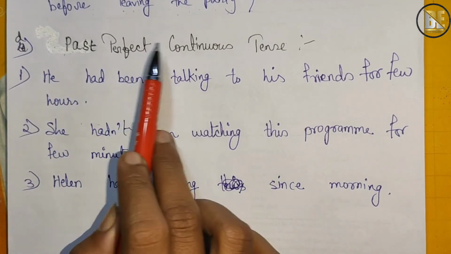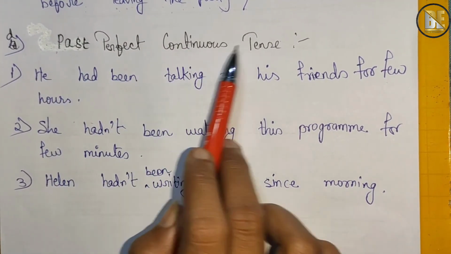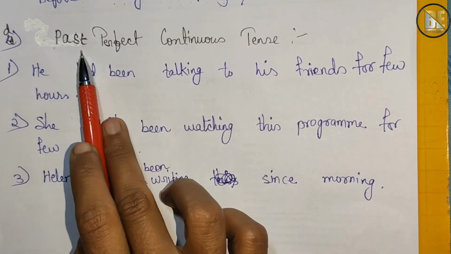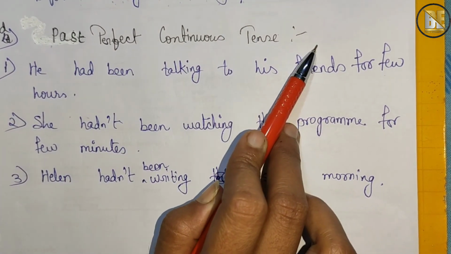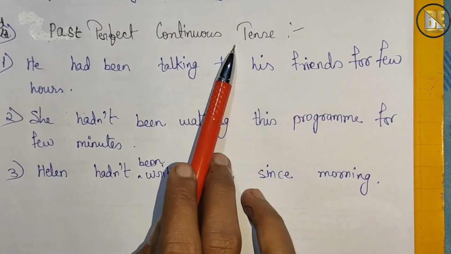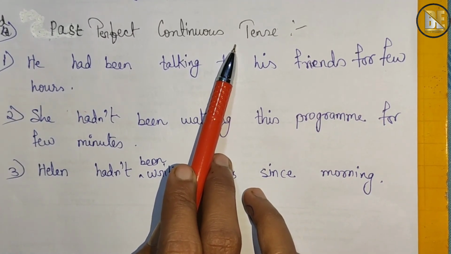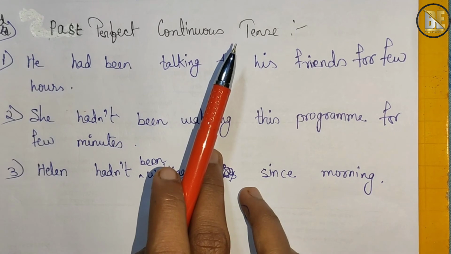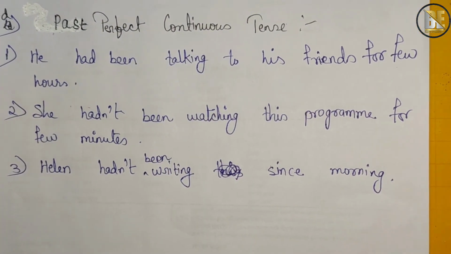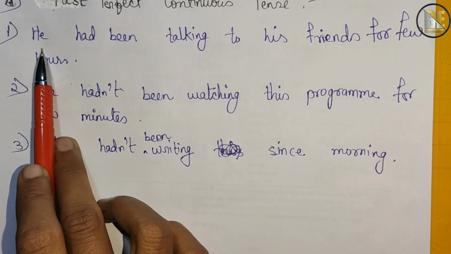The next one is past perfect continuous tense. As you can see over here, past perfect continuous tense. That means we already have discussed about past perfect tense and past continuous tense as well. So it is a combination of two tense, that is past perfect and past continuous tense. That means here we can say that some action has started in the past and continued in the past. Here we want to know that some action had been happening and then something else happened. So let's see the example.